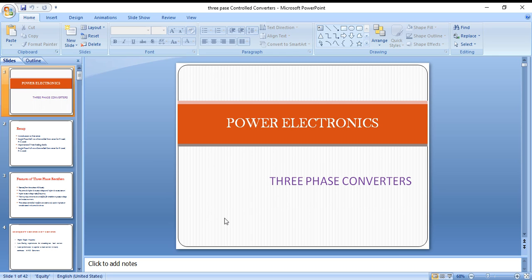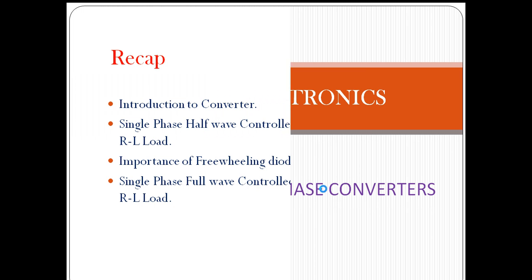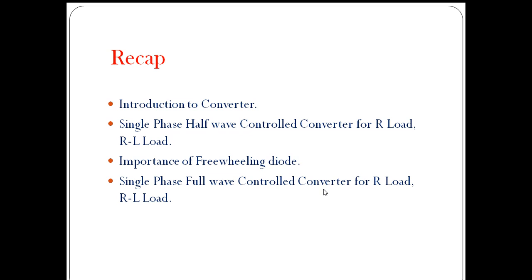In the last session, we discussed the basic operation of converters. A converter is nothing but a rectifier, which will convert alternating current into direct current. Based on the type of supply we are giving, it is mainly classified into single phase and three phase. We discussed in detail the operation of the single phase half wave controlled converter with different loading conditions, R load and RL load.